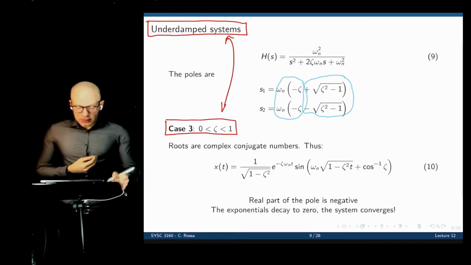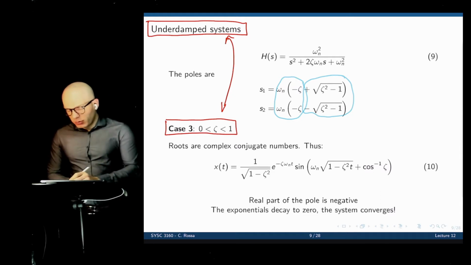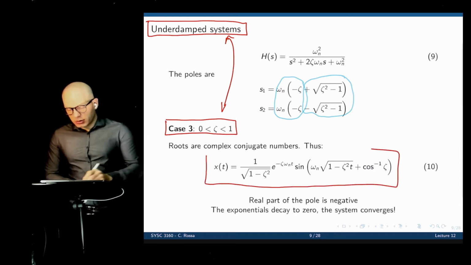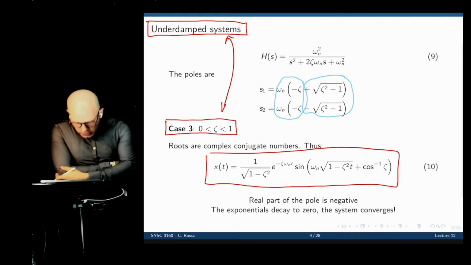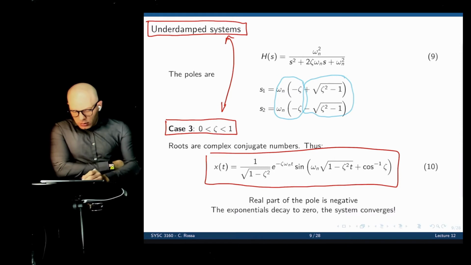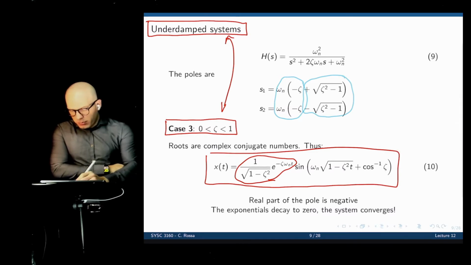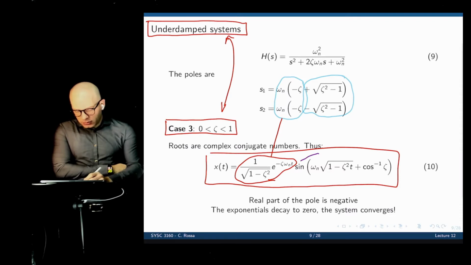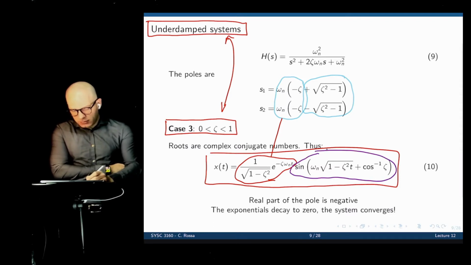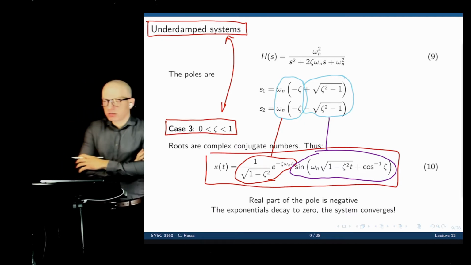When you have that, and you try to do the inverse Laplace, I'm going to skip that part, but we will always see an equation like this. We now have a lot going on here. We have an exponential part, here it is, that comes from the real part of the pole. And we have a sinusoidal component that comes from the imaginary part of the pole, and they multiply one another.